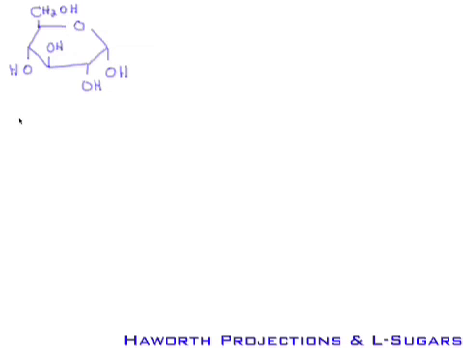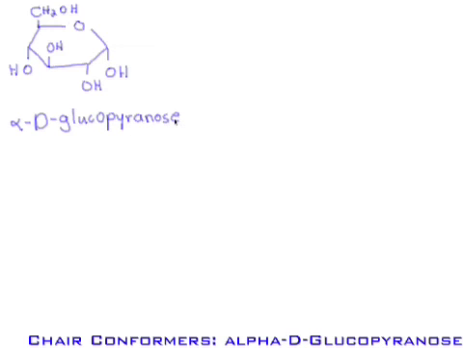So this is alpha-D-glucopyranose. What I want to do now is convert this Haworth projection into a chair conformer. And I can do that very easily. I can draw a standard chair.